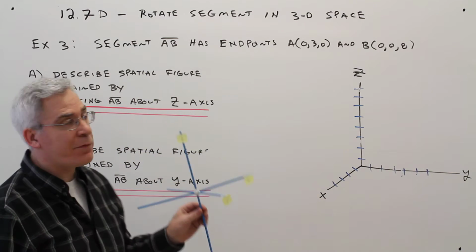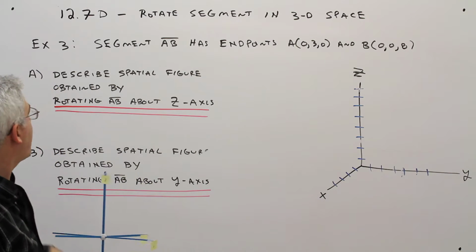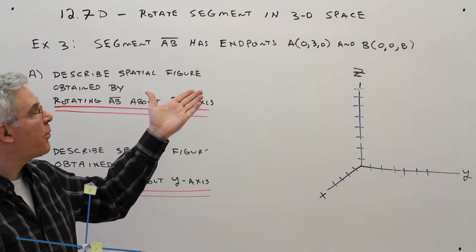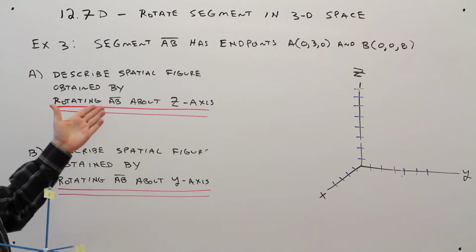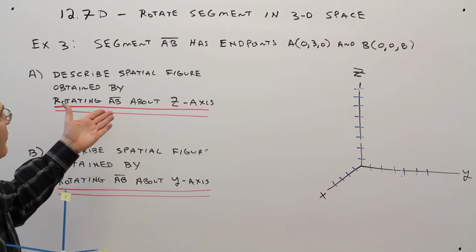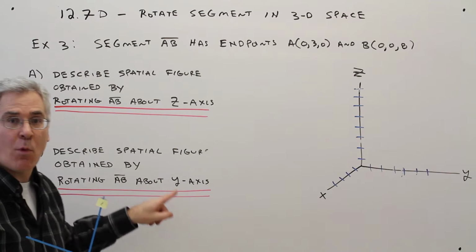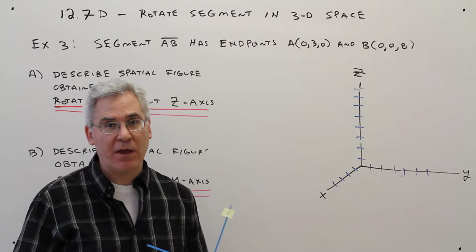Welcome to video 12.7d. Rotate a segment in three-dimensional space. Here's example 3. Segment AB has endpoints A (0, 3, 0) and B (0, 0, 8). Describe the spatial figure obtained by rotating that segment about the z-axis and then again about the y-axis. Before we do this problem, let's talk about three-dimensional space.